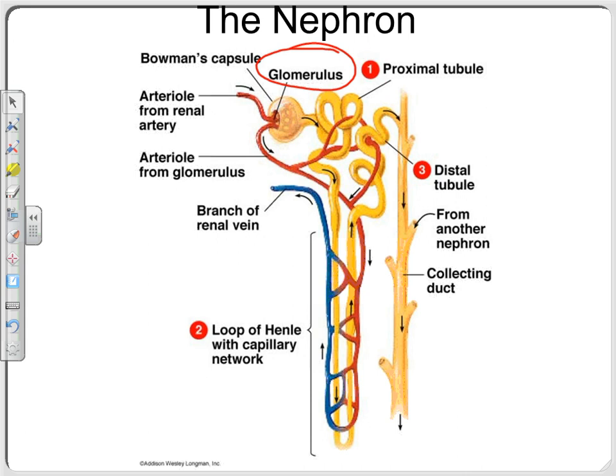Convoluted might be another word, right? Convoluted just means twisty, curvy. The first part of this tube is called the proximal. What does proximal mean? Close to. In this case, close to the glomerulus. The proximal convoluted tubule. I'm going to throw in the word convoluted because most textbooks will put it there. Proximal convoluted tubule.